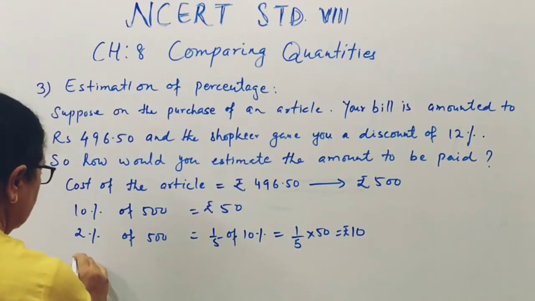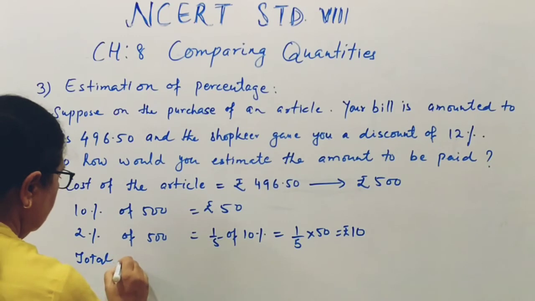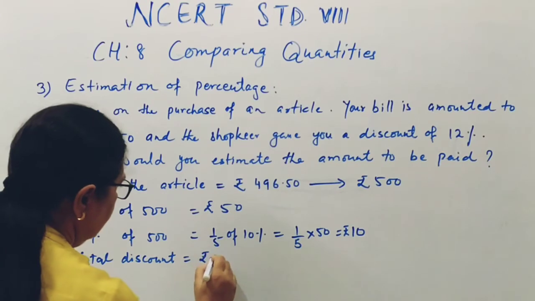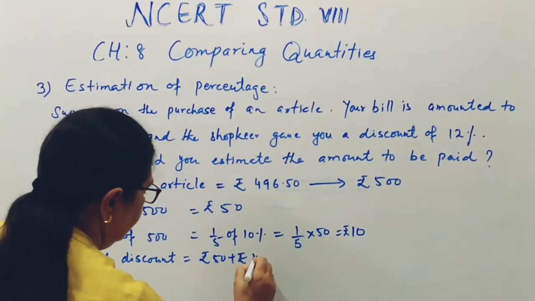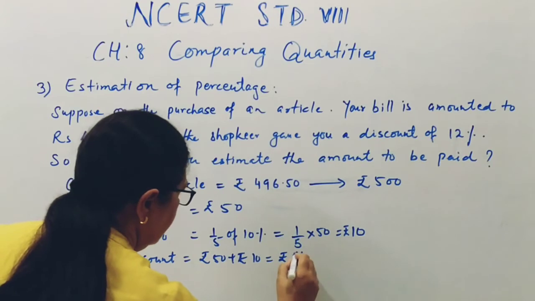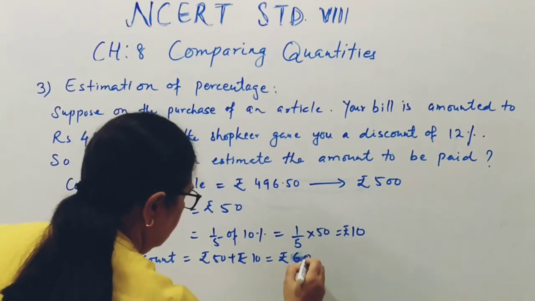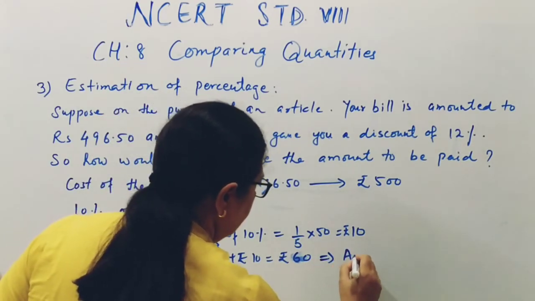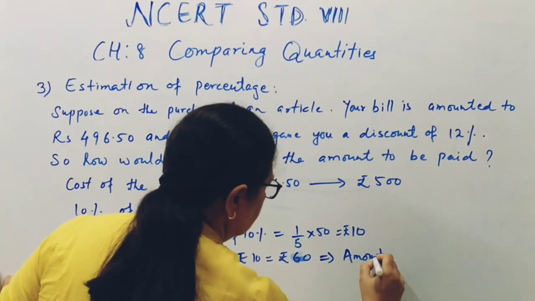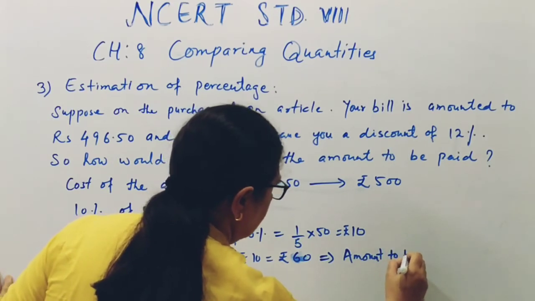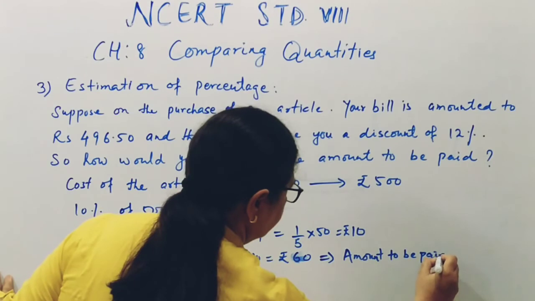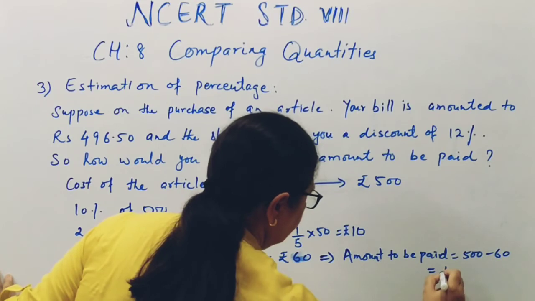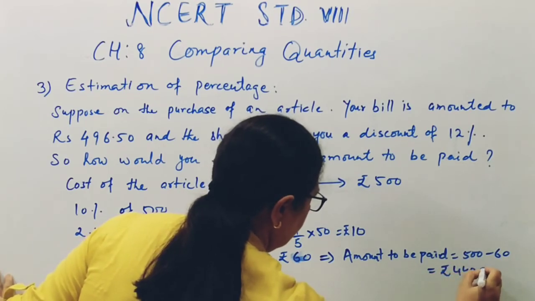So total discount is rupees 50 plus rupees 10, that is rupees 60. Therefore, amount to be paid is 500 minus 60, that is rupees 440 approximately.